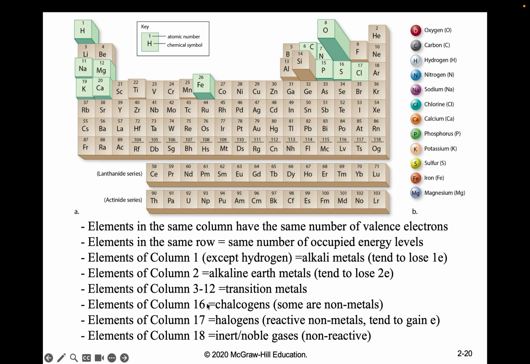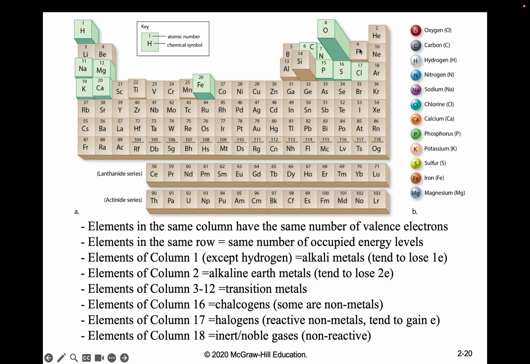Then you have columns 3 to 12, which are mostly transition metals. But then column 16, these chalcogens, are nonmetals. Column 17 are the halogens. These are extremely reactive because they really want to gain one electron, because they just need one.